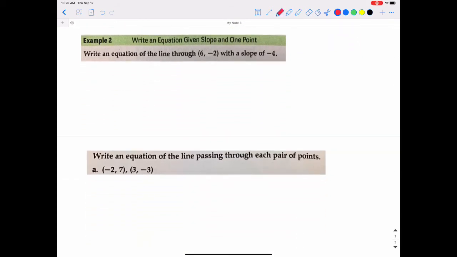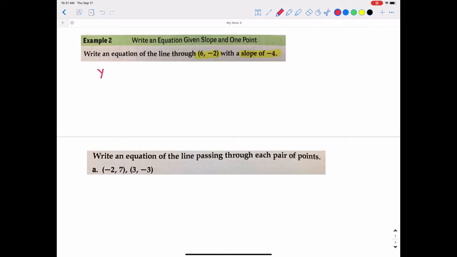So in example 2, it says write an equation given slope and 1 point. Write an equation of a line through 6, negative 2 with a slope of negative 4. So this time they were nice enough to give us the slope already. It's negative 4, so that means we don't have to use the slope formula. However, it does not tell us the y-intercept. It tells us a random point of 6, negative 2, but that is not the y-intercept. But we can use that information to find the y-intercept so we can write the equation of our line.